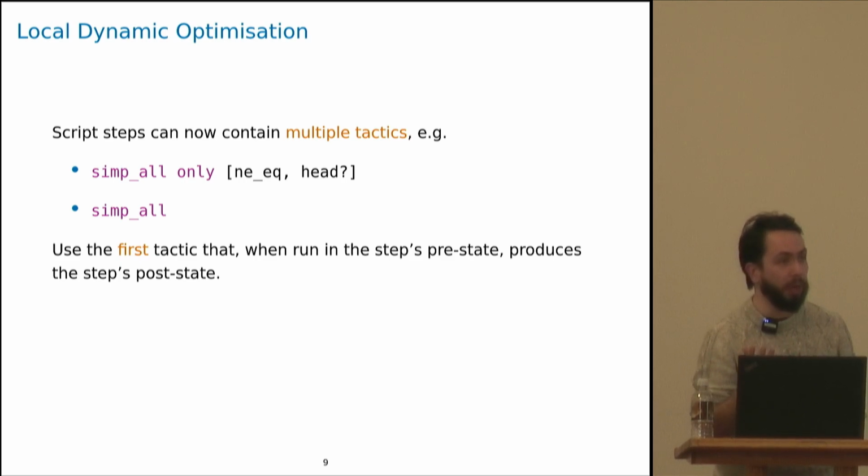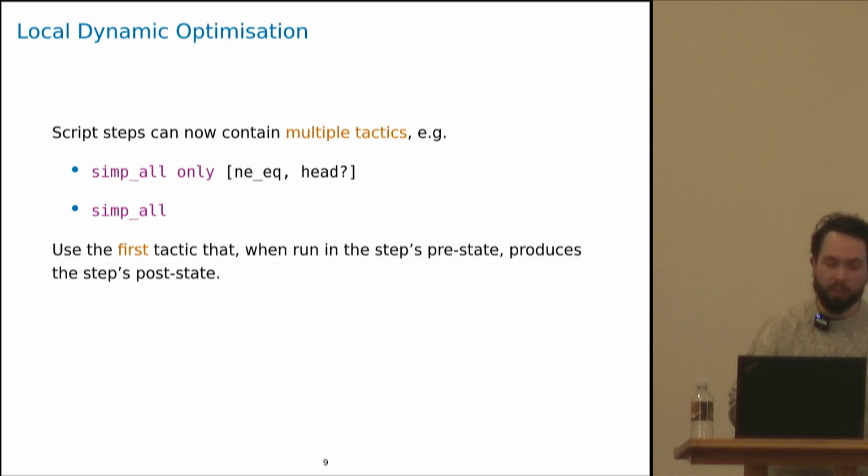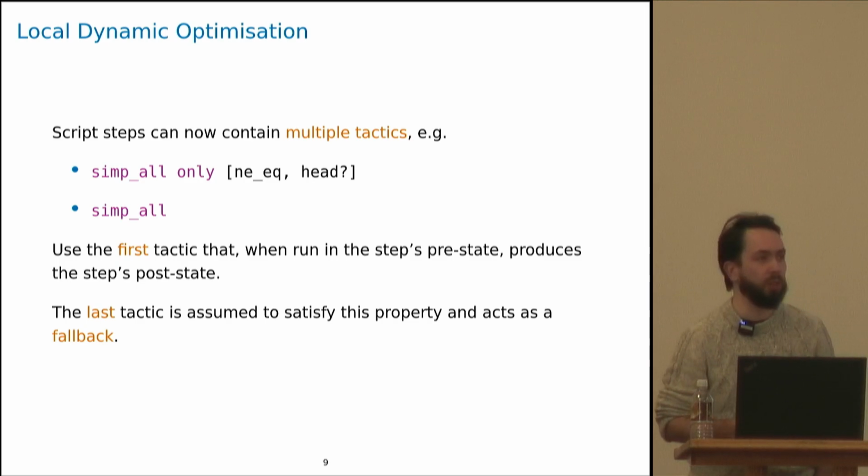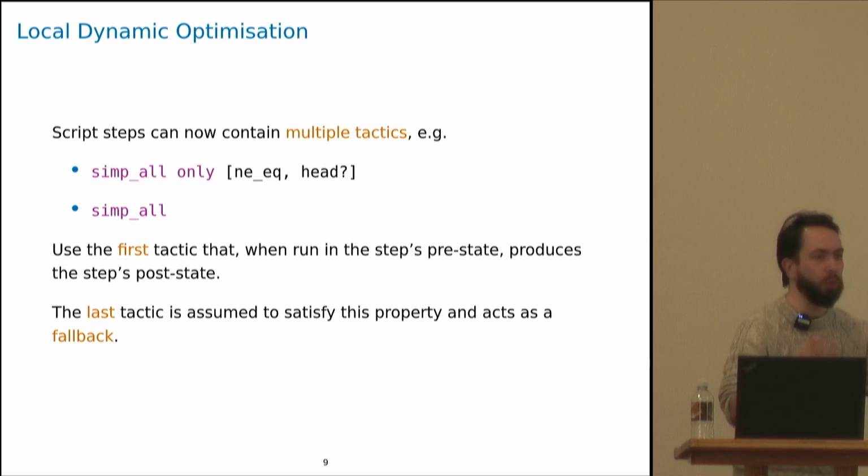If it does so, great, we'll take this version. If it doesn't, we'll move on to the next tactic. And the last tactic in the sequence is always assumed to be a fallback, so it's always assumed to be correct in the sense I just mentioned, so that we have some form that we can use.